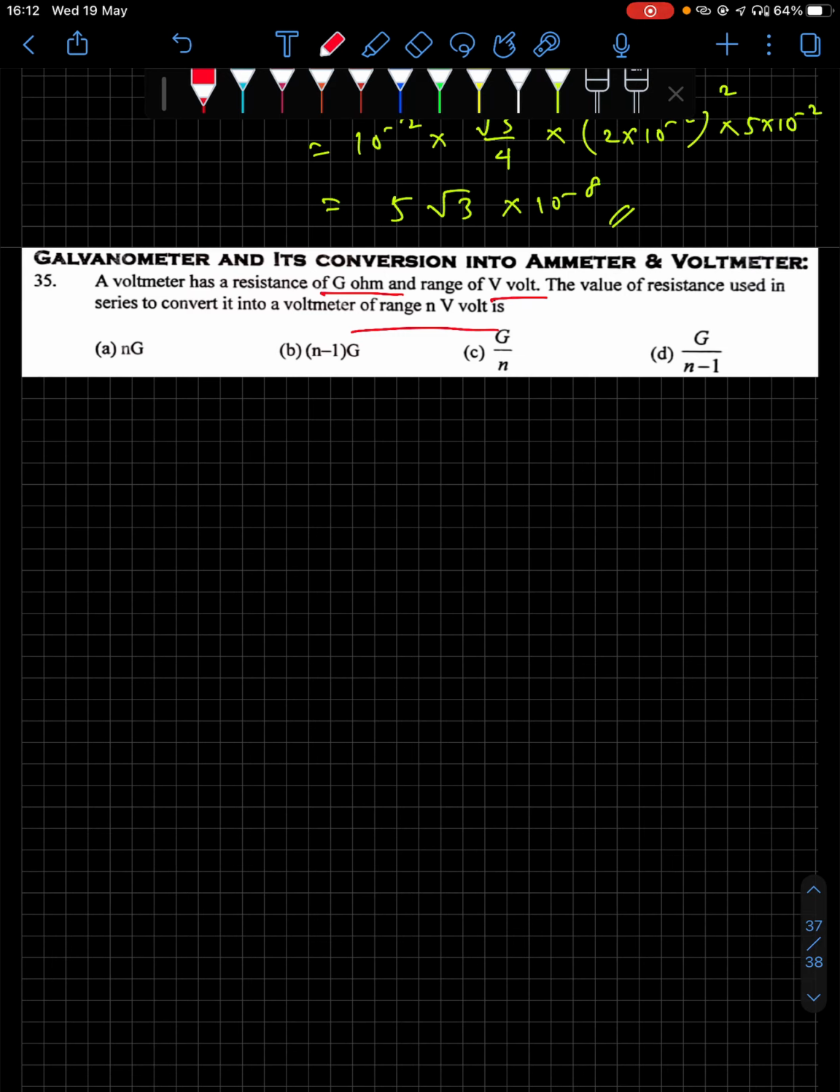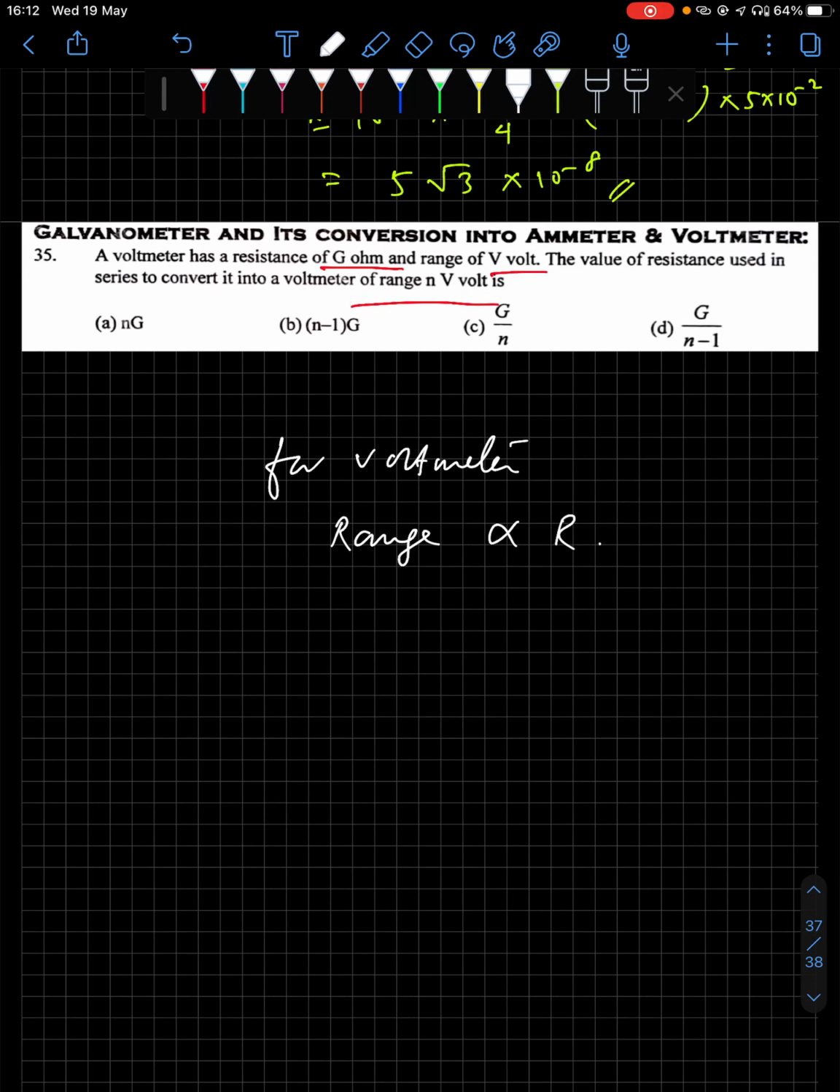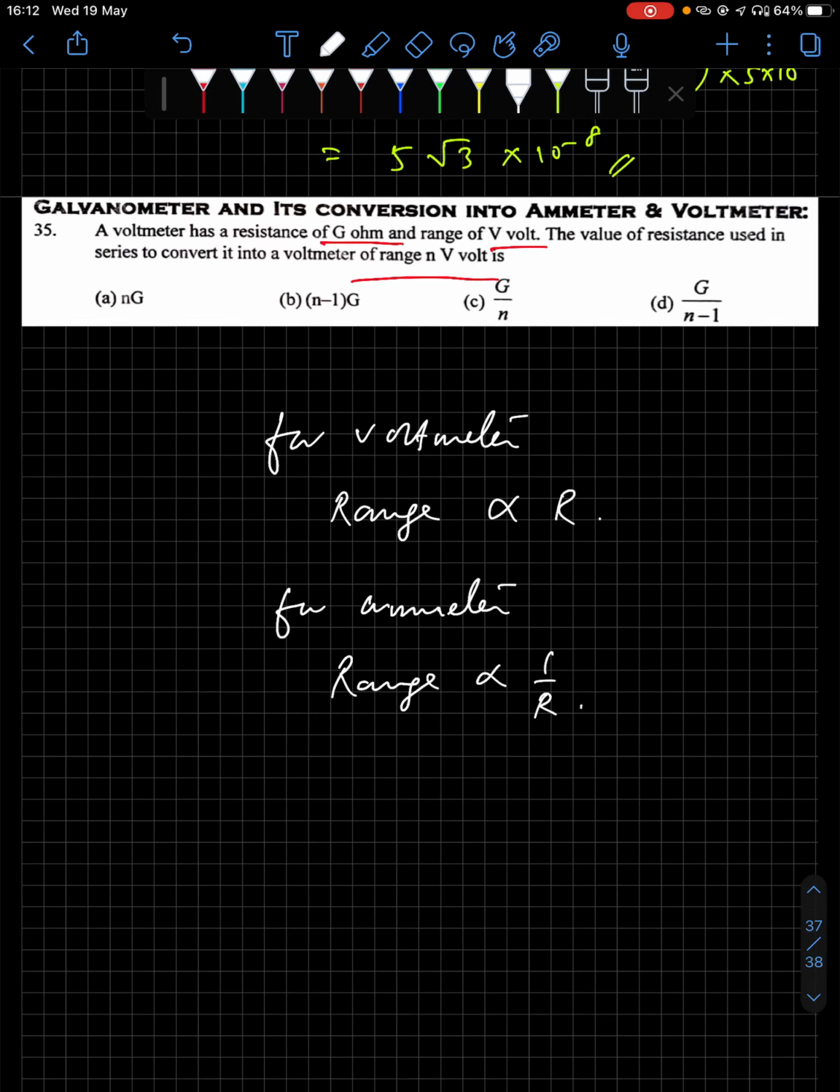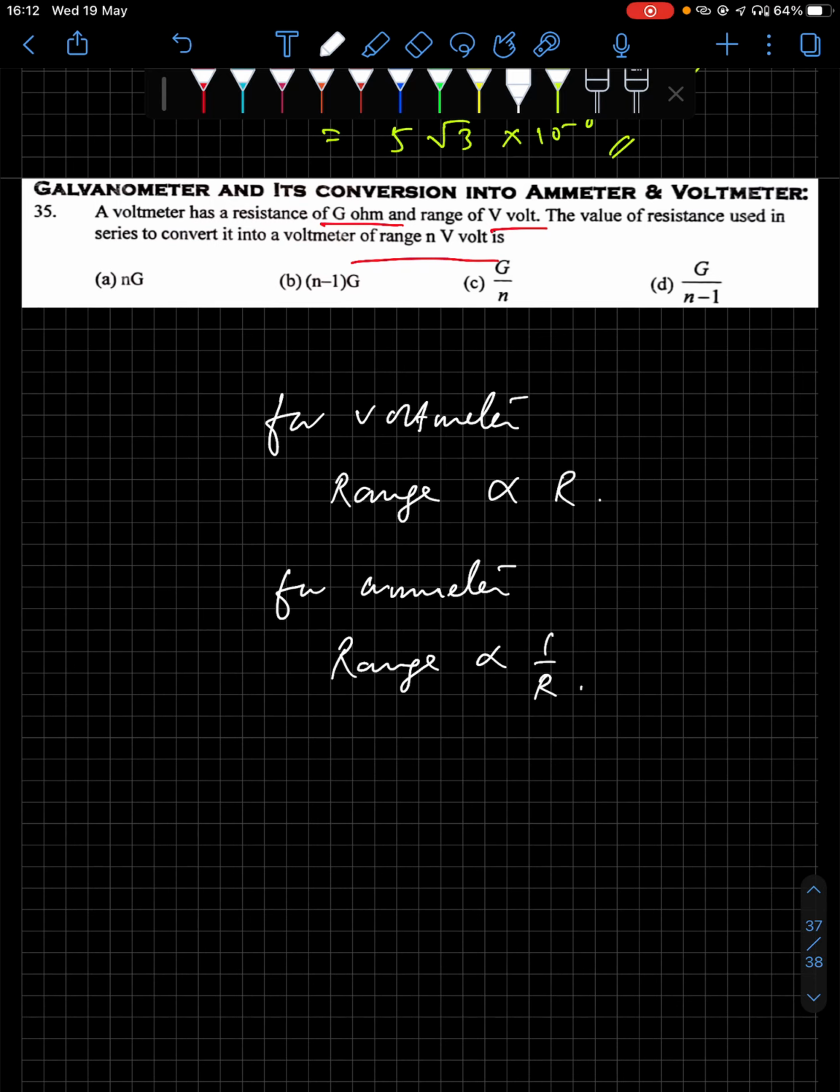So you have to know one thing, that in case of a voltmeter, if you want to increase the range, then the range is directly proportional to the resistance. Like if you want to increase the range, then you have to increase the resistance of the voltmeter. But for an ammeter, range is inversely proportional to the resistance. Okay, these two are to be remembered.